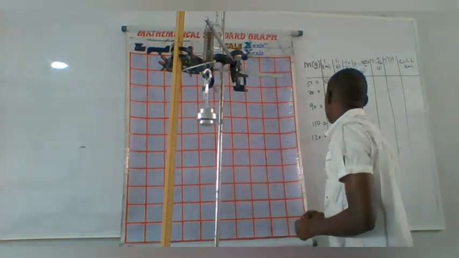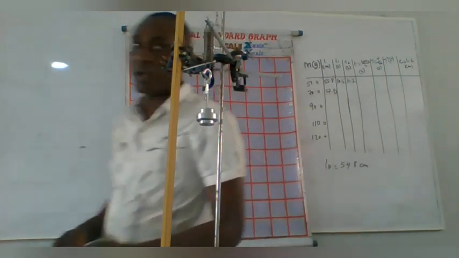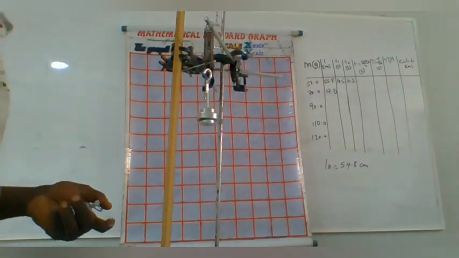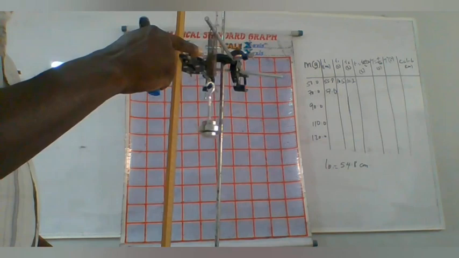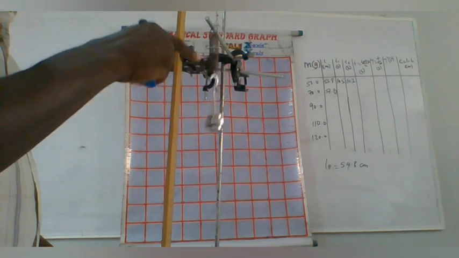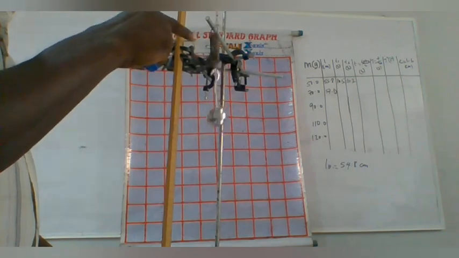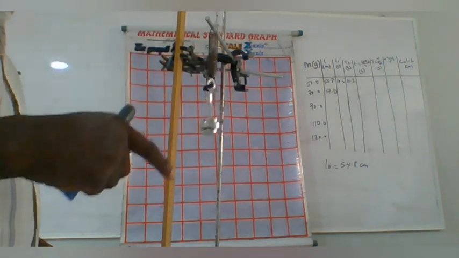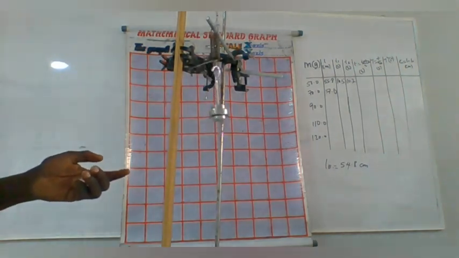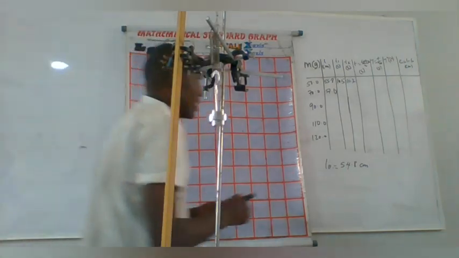So the new length is exactly 57.0. So now I have to set it into oscillation again. 1, 2, 3, 4, 5, 6, 7, 8, 9, 10, 11, 12, 13, 14, 15, 16, 17, 18, 19, 20. So my time recorded is 11.5.